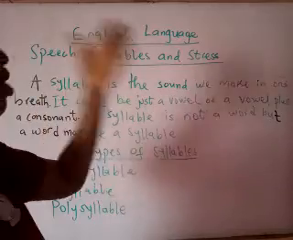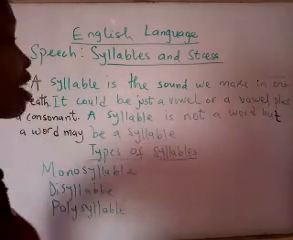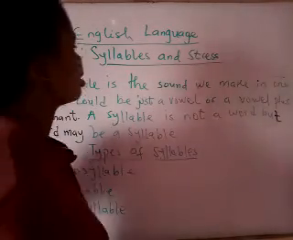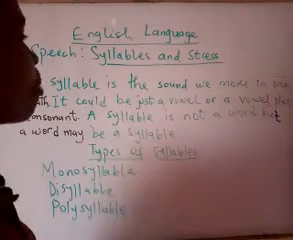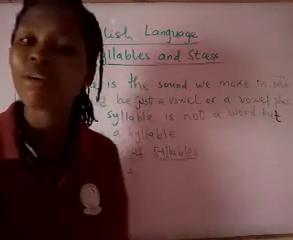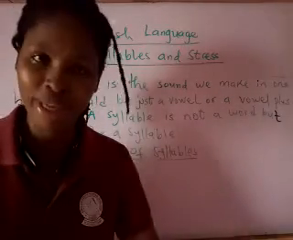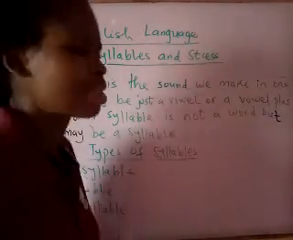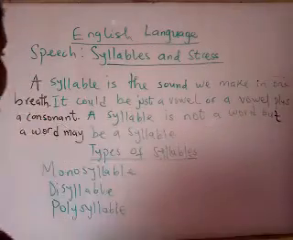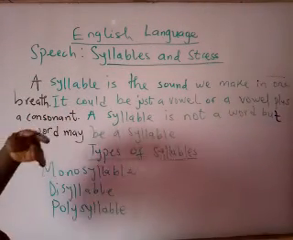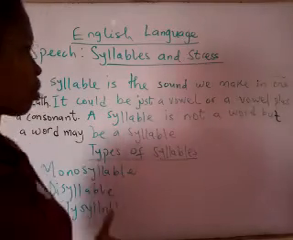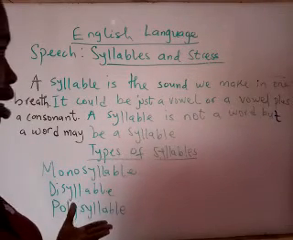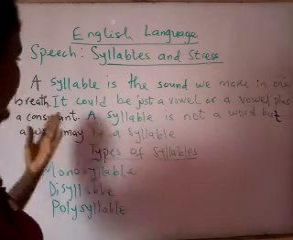Syllables and stress. I am very convinced that you have heard the word syllable before. So I'll ask you what a syllable is. A syllable is the sound we make in one breath. That is a syllable. Now, what does that mean? What that simply means is that a syllable is the sound you make at once before you take a pause. Whatever sound you can make when you take a breath, that is a syllable.